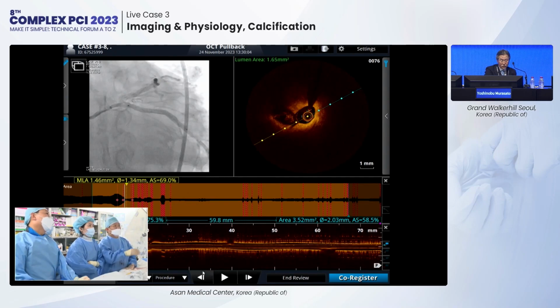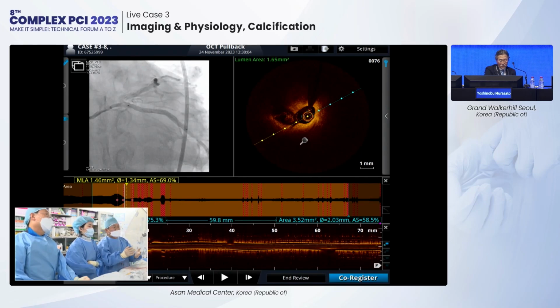I think there are two lumens due to the calcified nodule. So the wire goes through the smaller lumen, but on the opposite side there could be a larger lumen. That's why the FFR is good, but the IVUS looks like a smaller minimal lumen area.